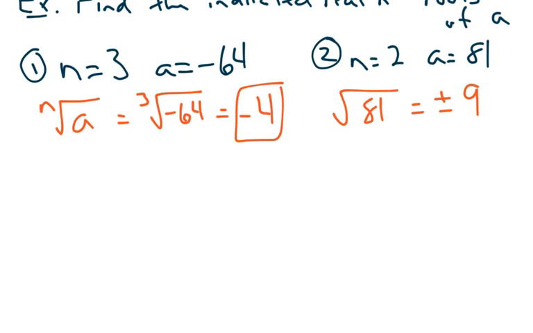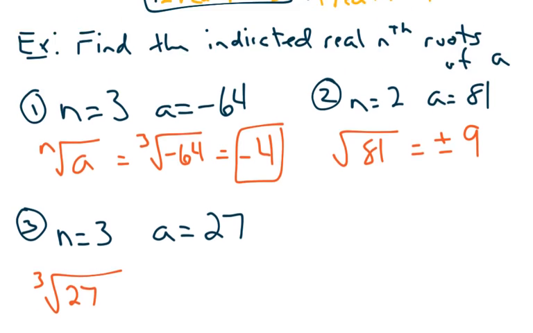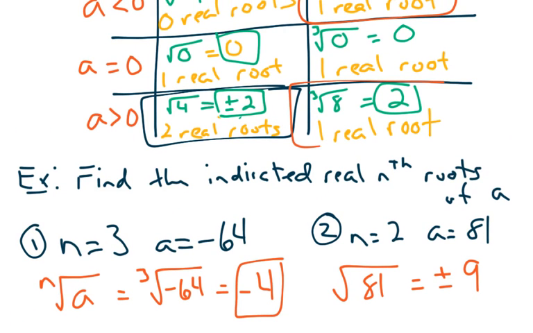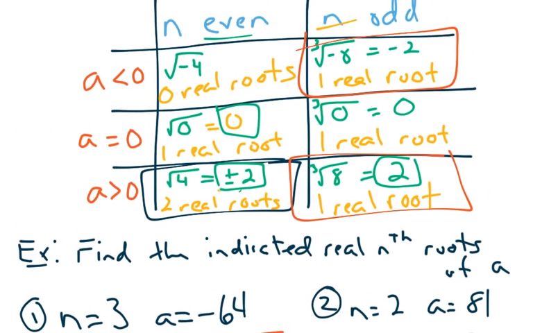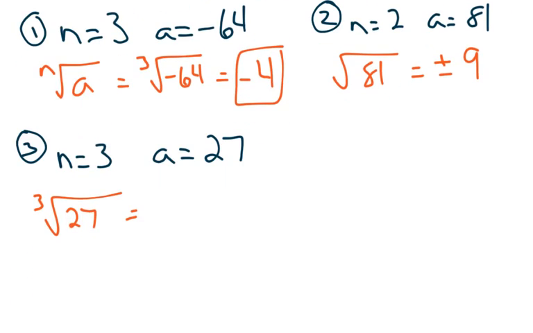Okay, let's try another one here. Number 3. Let's go with n equals 3, a equals positive 27. So we're talking cube root of positive 27. We're in this box here. N is odd, a is positive. One real answer. What number times itself 3 times gives you 27? That answer would be 3.